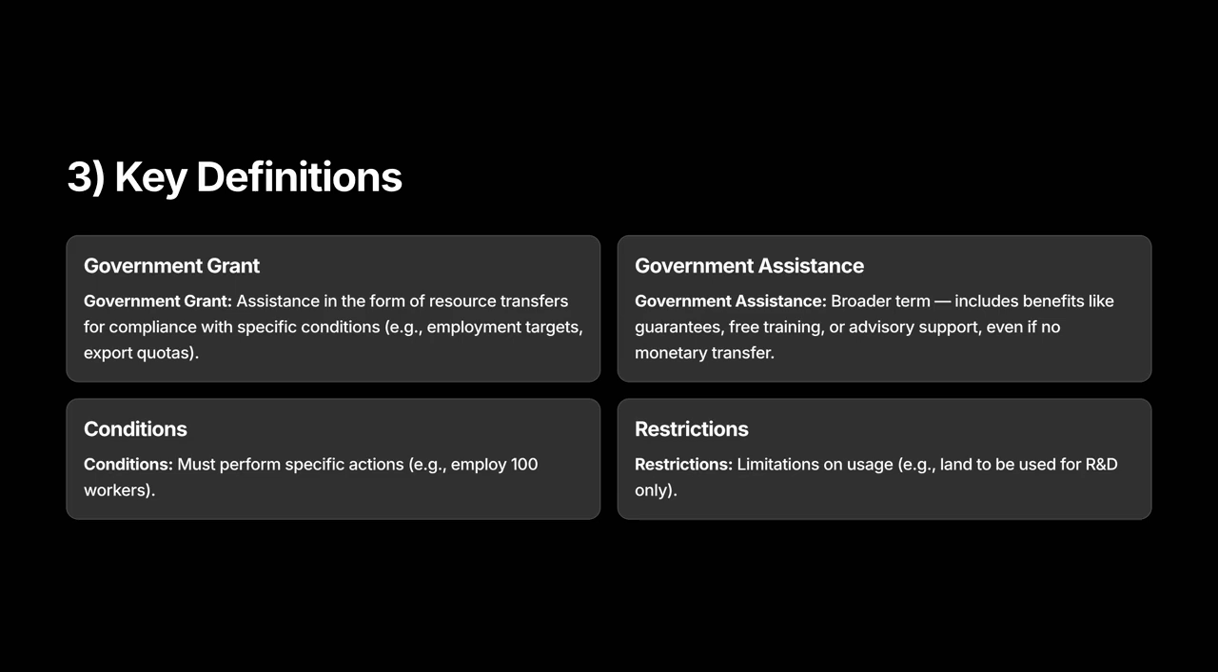Then we have conditions and restrictions. A condition means you must perform something, like exporting a certain quantity. A restriction means you must not do something, like using land only for research and development. Keep those distinctions clear. They affect when and how you recognize the grant.